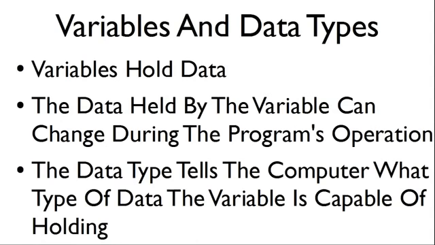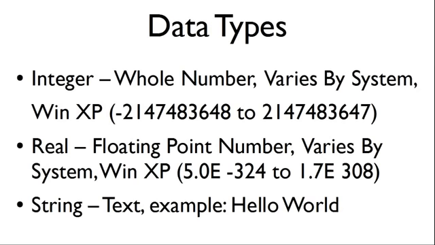Basically, variables hold data. The data held by the variable can change during the program's operation, and the data type tells the computer what type of data the variable is capable of holding. Here are some common data types. The integer is a whole number. The size of the integer that the computer can hold varies by system. If the variable's number goes too high, then you will experience an overflow.